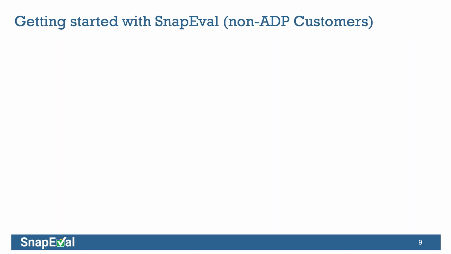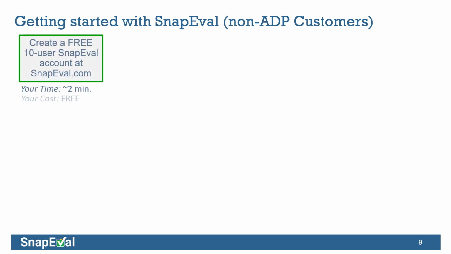So let's talk about getting started with SnapEval. And this is for organizations that are not using the ADP payroll tools. You're going to go to SnapEval.com and sign up for a free 10-user account. And literally this will take you 2 minutes or less. You're simply going to fill out a form, get an email that's automatically generated from the SnapEval system, click on a link within that email to activate your account, set your password, and you're off and running.